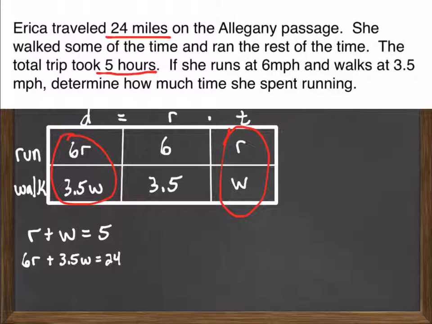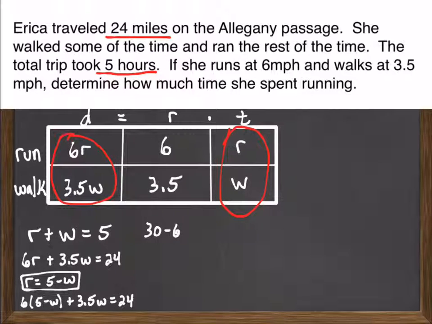And then we can proceed to solve those two equations. You could use elimination, or I'm going to choose to do it by substitution. So I solved the first equation for R, and got R equals 5 minus W. And then I substitute that into the other equation. Again, you may want to pause the video for practice and go ahead and do that. So I substituted it in, and then I start simplifying. 6 times 5 minus W, I would get 30 minus 6W plus 3.5W equals 24. Combine my like terms, I get 30 minus 2.5W equals 24.